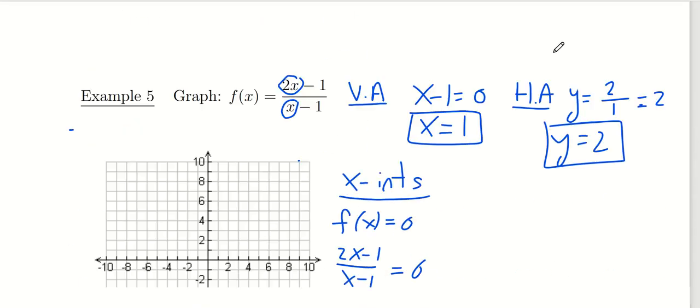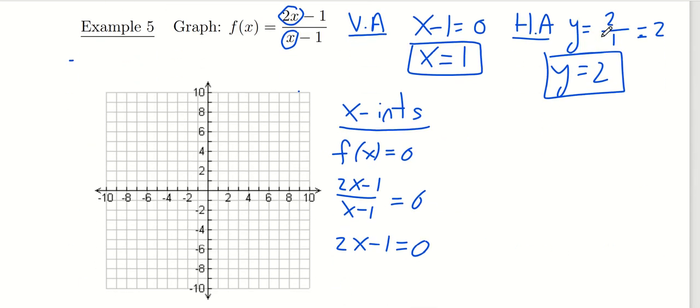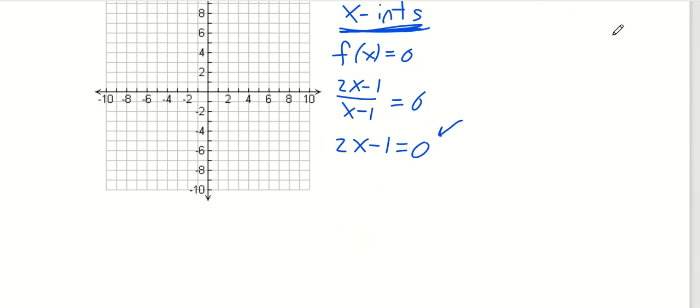So if you wanted to save a little bit of time here, you can simply set the numerator of this equal to 0 to find the x-intercepts. Just a quick recap here. When you have a rational function, setting the denominator equal to 0 finds you your candidates for your vertical asymptotes. Setting the numerator equal to 0 finds candidates for your x-intercepts.